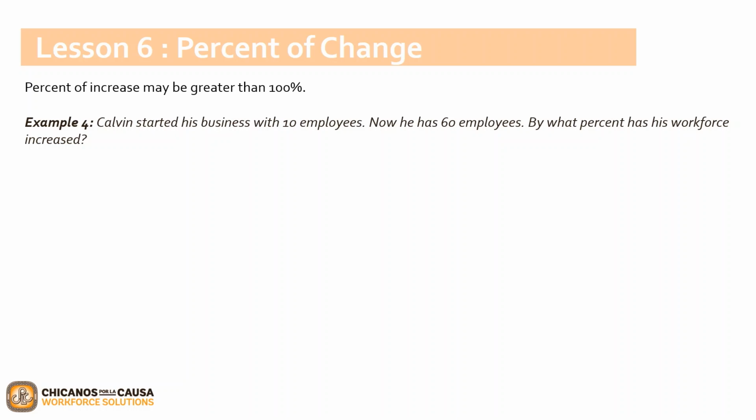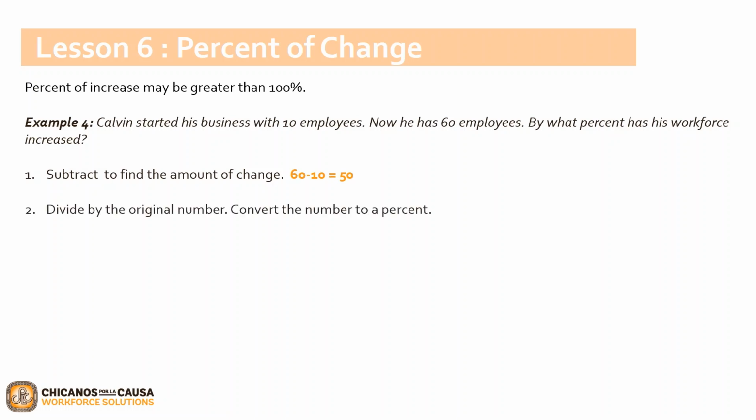To solve and answer example 4, we first need to subtract to find the amount of change. So it would be 60 minus 10 equals 50. Second, we need to divide by the original number and then convert the number to percent. So we have 50 over 10 equals 5.0, which gives us our answer: Calvin's workforce has increased by 500%.